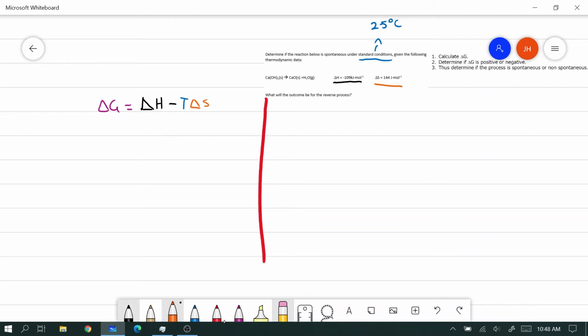So with the data that we've got, we know delta H. We also know delta S. At this point, I'm also going to be converting this to kilojoules per mole because we can't use both of these values in the same equation. They need to either both be in kilojoules or both be in joules. So this will be 144 times 10 to the negative 3 kilojoules per mole.